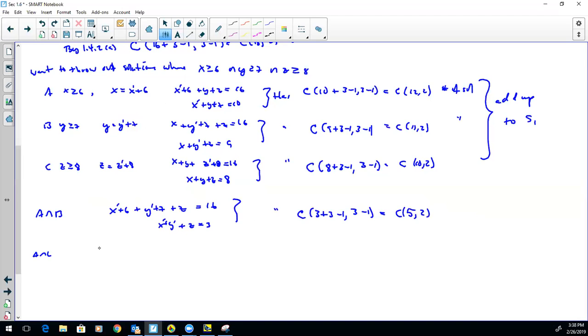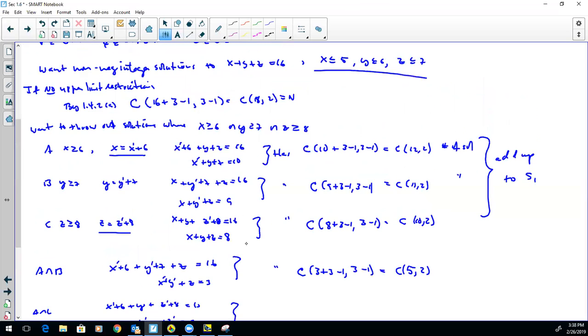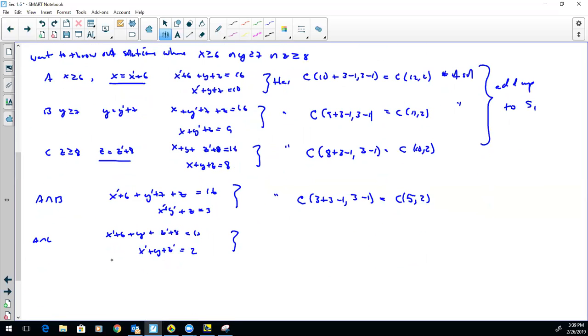A intersects C, then that means we have an x and a z that need to be worked with. It's because x is going to be greater than or equal to 6, and z is going to be greater than or equal to 8. So that will be x prime plus 6, and the y's we're not worried about here, and z prime plus 8 equals 16. So we have x prime plus y plus z prime will be 16 minus 14, which is 2. Remember, these things are non-negative, so these might be 0 here.